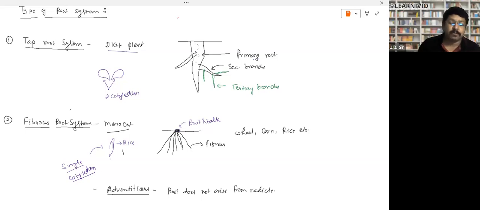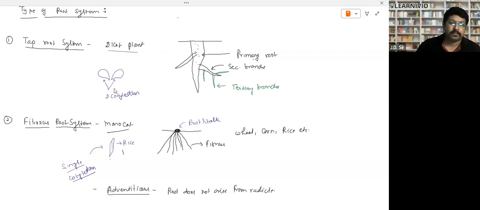Then another kind of root system is the fibrous root system. Fibrous root system is basically found in crop plants and monocots, right? In fibrous root, there is a root stock. From the root stock, a number of fibers come out. It is basically found in rice, maize, sugarcane, and wheat, right? So these fibrous roots are also known as adventitious. Clear?